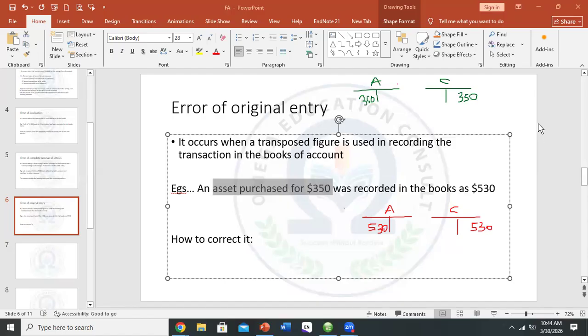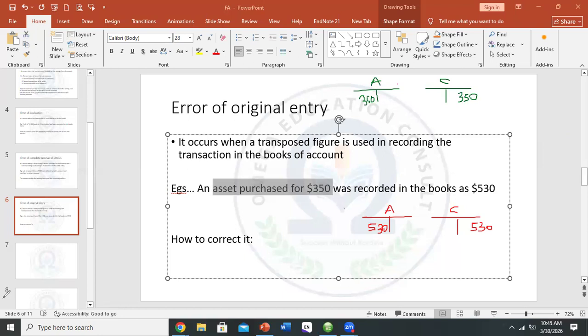I think you'll find the difference between the 350 and then the 530, which is 180, and then you credit it to the assets. Okay, your network was making your voice a bit unclear, but I heard what you said, that we find the difference and then we pass the necessary entry, right? So that is key. For error of original entry, you always have to find the difference between the two figures. And what are the two figures? The two figures are the wrong figure and the correct figure. So when you find that difference, then you pass the necessary entry.